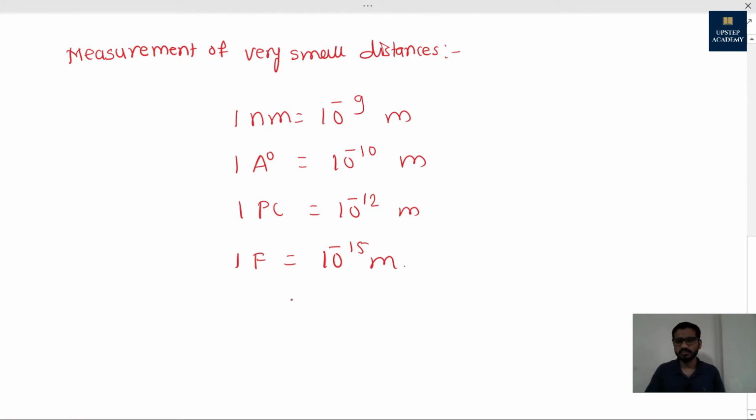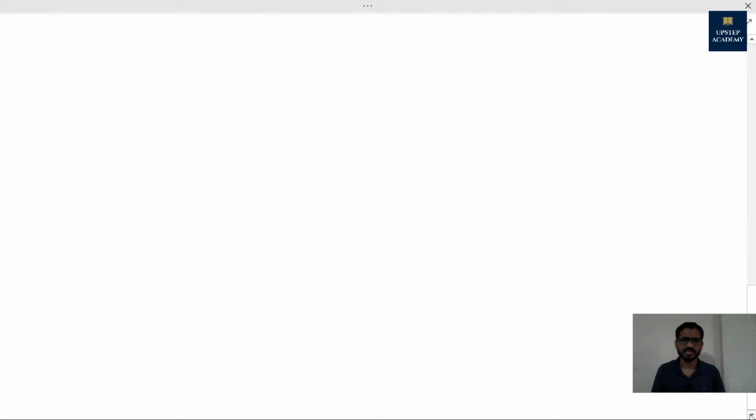Let's move forward to see our next topic. The next topic is measurement of mass. From 1989 there was one standard in use to measure 1 kilogram of mass. According to that, what exactly is the definition of 1 kilogram mass?